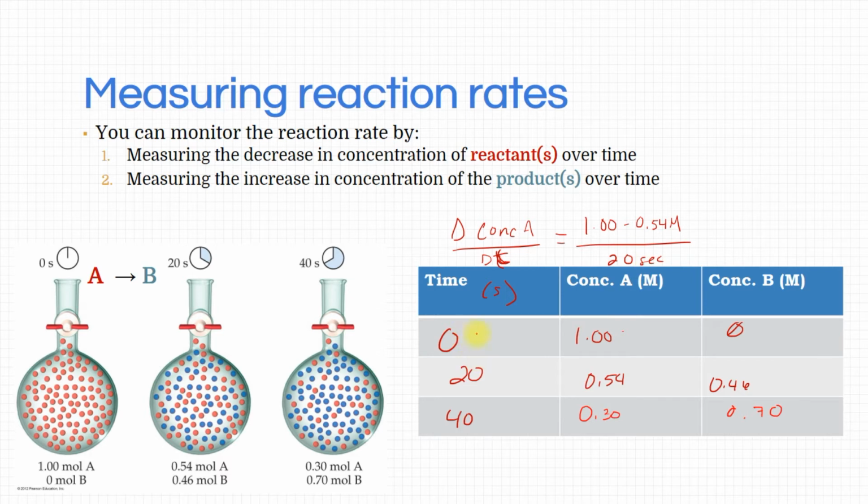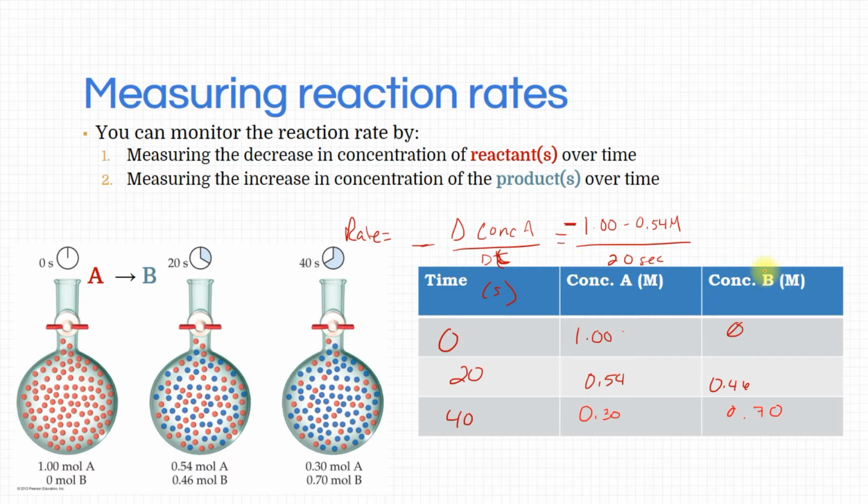20 minus 0 is how I got that. All right, this is a negative change because it's decreasing over time. So if I'm watching a reactant disappear, that's a negative. Okay, so the rate equals negative change in concentration of A divided by change in time.